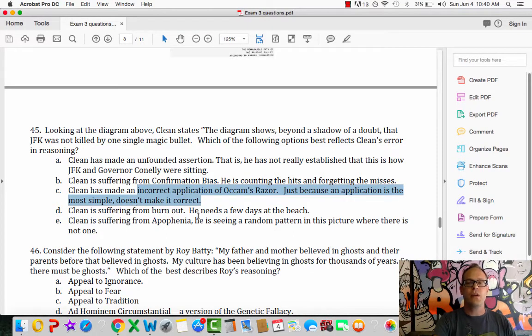D, he's suffering from burnout. He needs a few days at the beach. Don't we all? No, I'm just kidding. If I had a few days free, I probably wouldn't go to the beach with them. I mean, maybe one of the days, but not all of them.